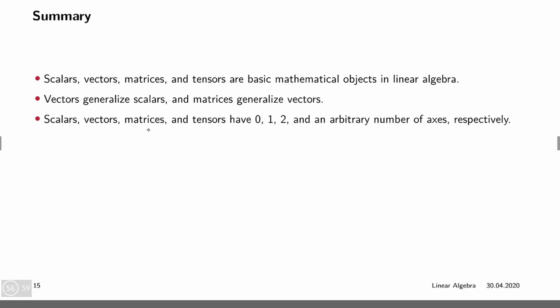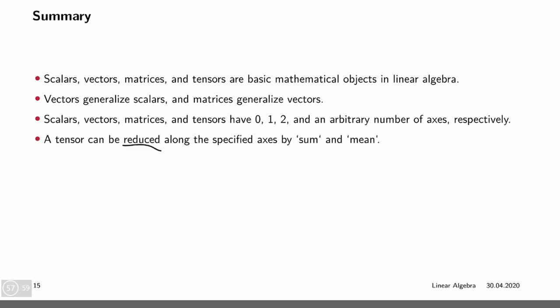And scalars, vectors, matrices, and tensors have a different number of axes. Scalars have zero axes because they're just a single value. Vectors have a single axis. Matrices have two axes, and tensors have an arbitrary number of axes, which means that all of these are actually special cases of tensors. We can do reduction operations, for example, by taking the sum or the mean along specified axes of any tensor, producing a tensor of reduced order or dimension.